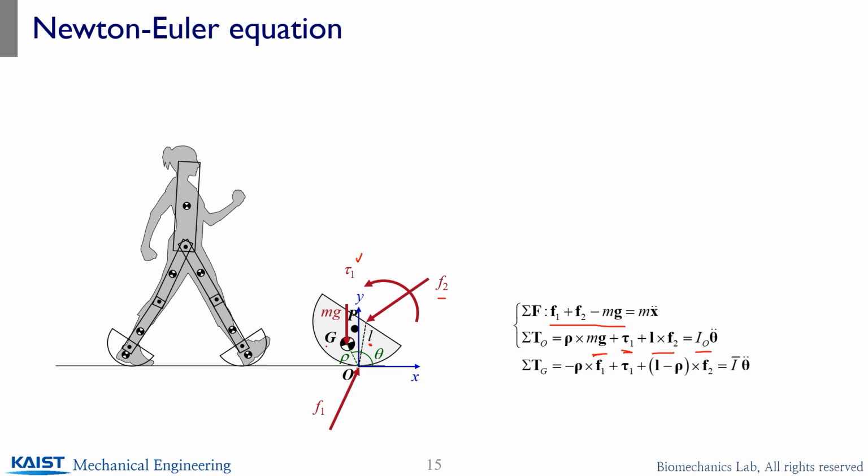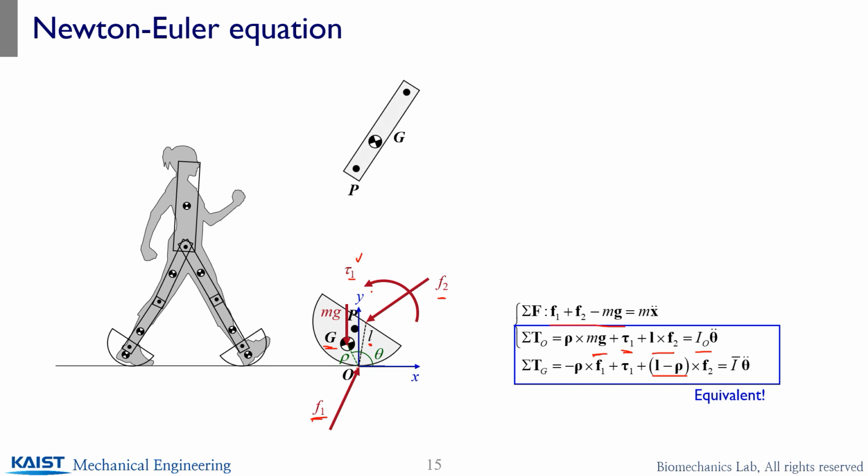Now, can I obtain the moment equation with respect to G? Yes, of course. In that case, you have force components generating torque, which are F1, F2, and tau 1. So for F1, from the center of mass to this point it is going to be minus rho cross product F1 plus tau 1. And from the center of mass to this contact point, it's going to be L minus rho cross product F2. Okay, and whichever point you set as a reference point, the torque equations should be equivalent.